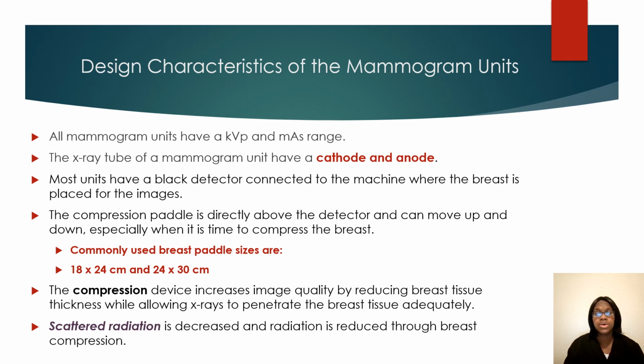So now we will get started on the physics section, which is a lot. Just make sure that you're understanding this and paying attention. For this section, the design characteristics of the mammogram unit. As you know, all mammogram units have a KVP and a mass range. Just make sure that you are paying attention to it, because the KVP range is going to vary depending on breast size or breast thickness.